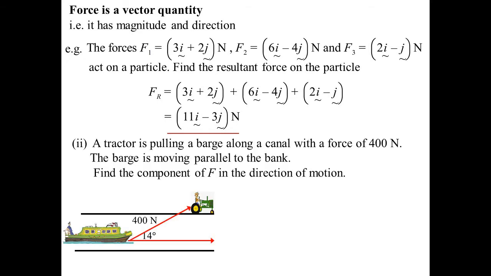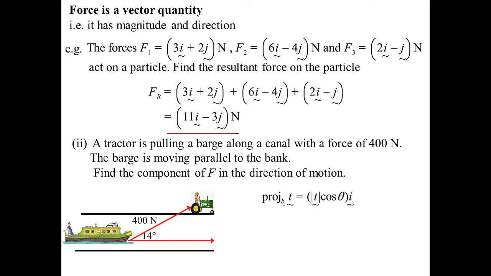Here we go. You like the pictures I found? So we've got a tractor pulling a barge along a canal and pulling it with a force of 400 newtons, and the barge moves parallel to the bank. We want to find the component of force in the direction of the motion. So direction of the motion is horizontal.